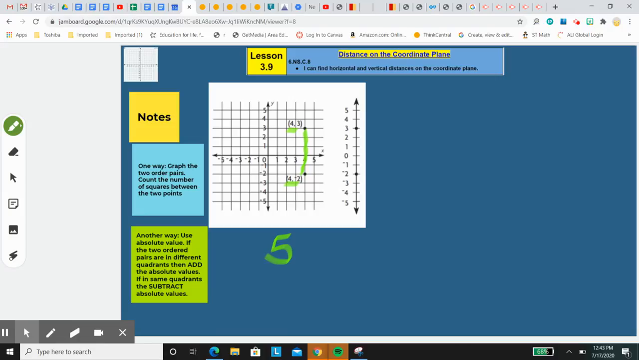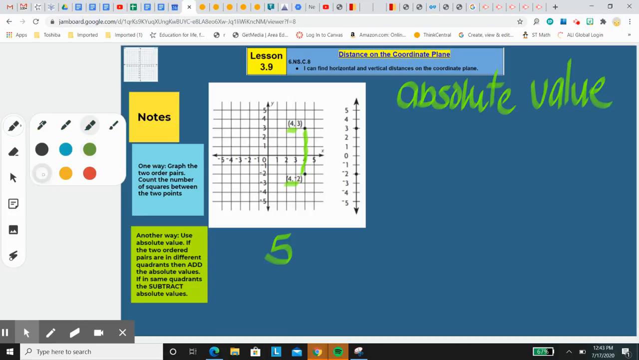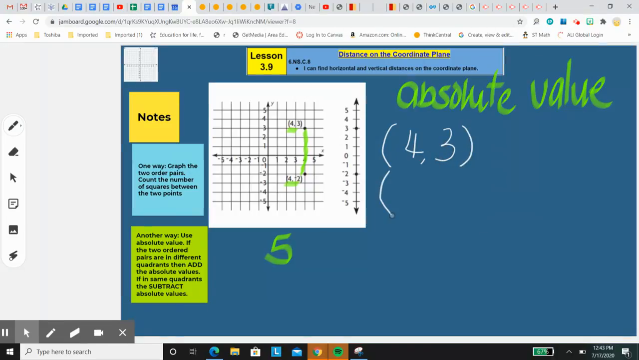There is another way to do this. So if you look at the green box down here, the other way is to use the absolute values. This way, you don't need a graph, you just need your ordered pairs, okay? Are you following me so far? Okay, so let me change a couple things. Let's take your coordinates here. We have (4, 3), and we have another coordinate of (4, -2).